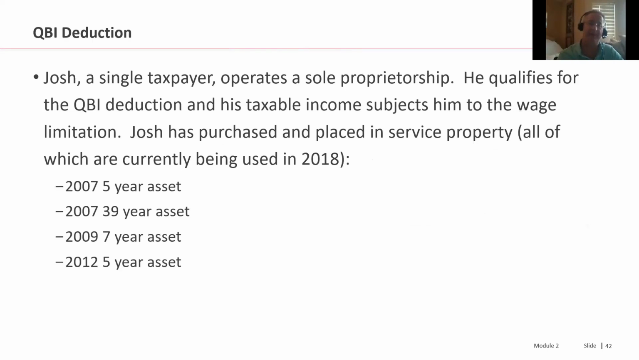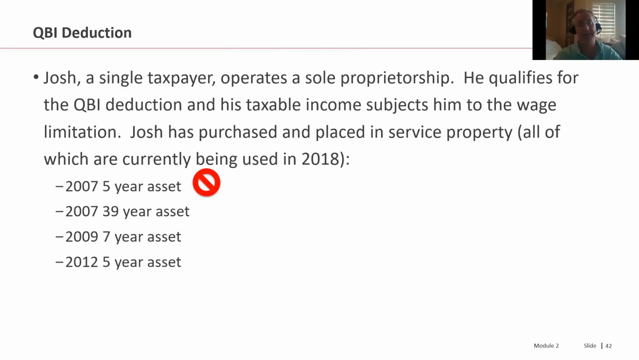So Josh is a single taxpayer. He operates a sole proprietorship. He qualifies for the QBI deduction, but his taxable income subjects him to the wage limitation. And he's purchased and placed in service the following properties, all of which are being used in 2018. So back in 2007, he bought a 5-year asset. Is that qualified property? And the answer is no, because it's clearly past its depreciation limit, right? It would have been fully depreciated, as far as you guys know, by 2012. And it also is past 10 years, right? So we're in 2018. So 2017 would have been the last year that would have been inside its 10-year window.